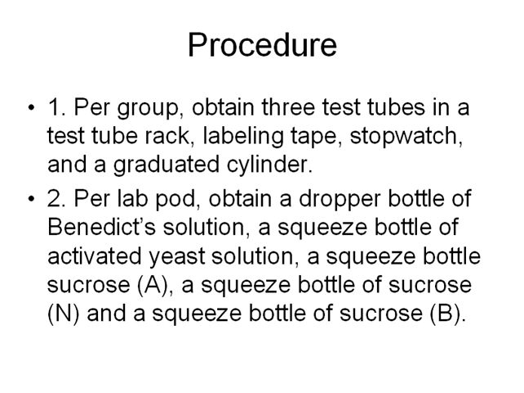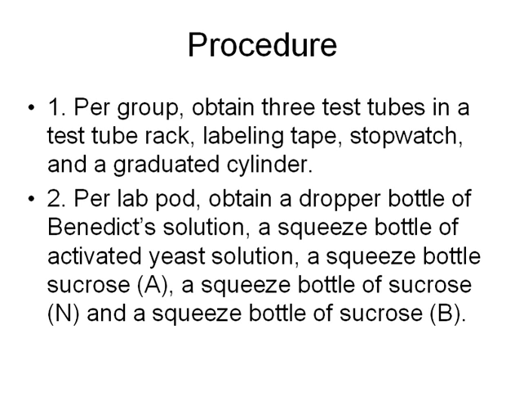Okay, your procedure. So if I were you, I would write these down in your notebook word for word. So I'll go ahead and read them all to you. There's 9 steps to this procedure. The first, for every group, you need to obtain 3 test tubes in a test tube rack, some labeling tape, a stopwatch, and a graduated cylinder. Okay, that graduated cylinder in your lab will be about a 50 milliliter, but you can use anything as small as a 10.